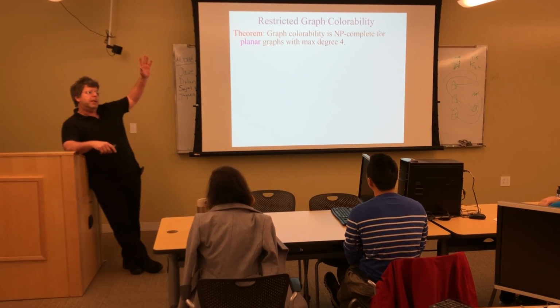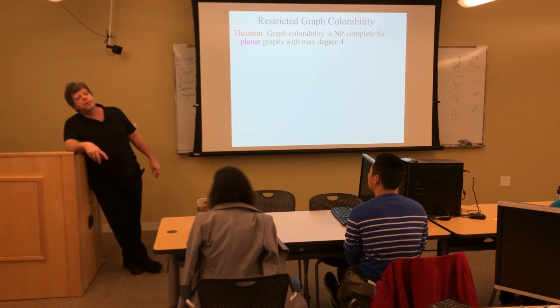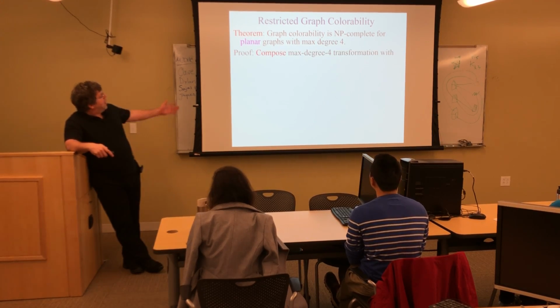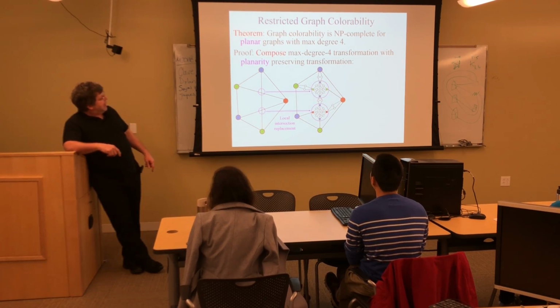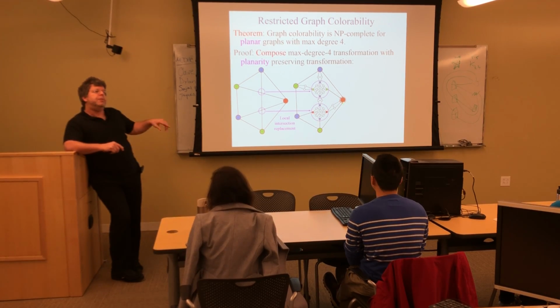How many say it's still NP-complete, even with this double restriction? Yeah. Why? Composition. Yeah. One word, proofs. I love it. Composition. What do you mean by composition? Well, what it means is that you can take a non-planar graph and replace it by local replacements with these gadgets to make it planar. And then whenever you have degree more than 5, like here, or more than 4 even, use the other gadget from the other proof to change the degree to a lower degree, max degree 4.